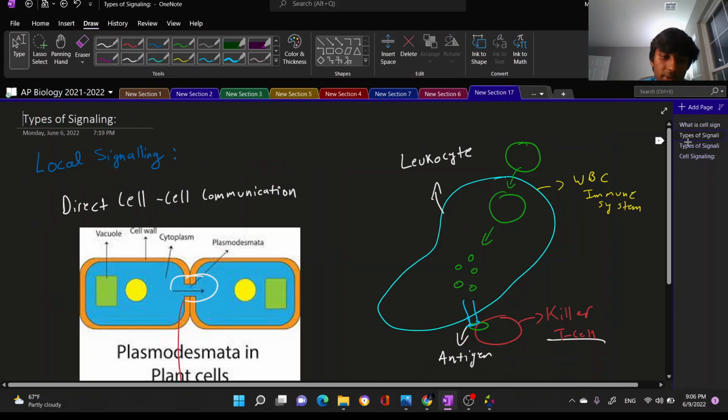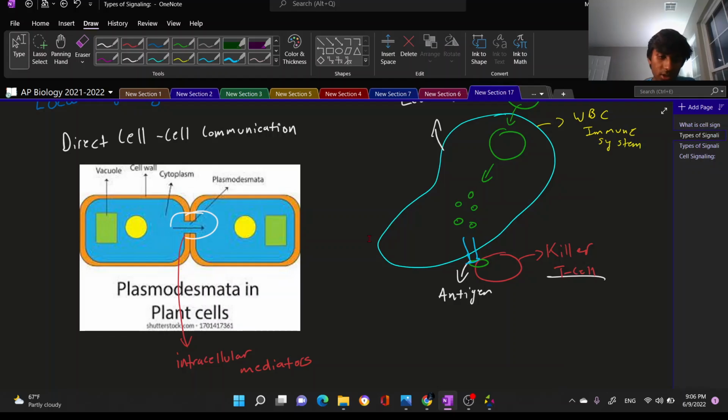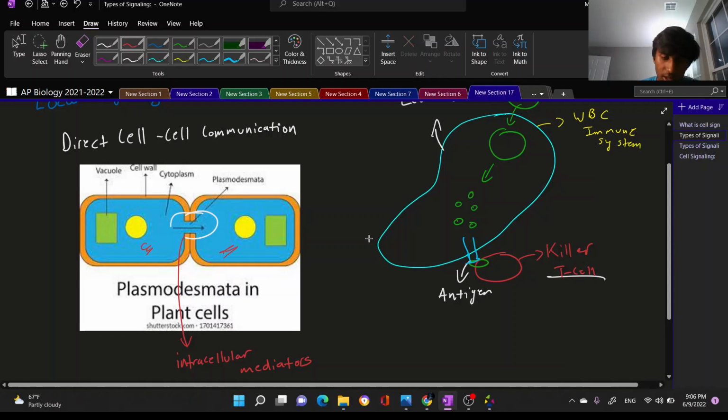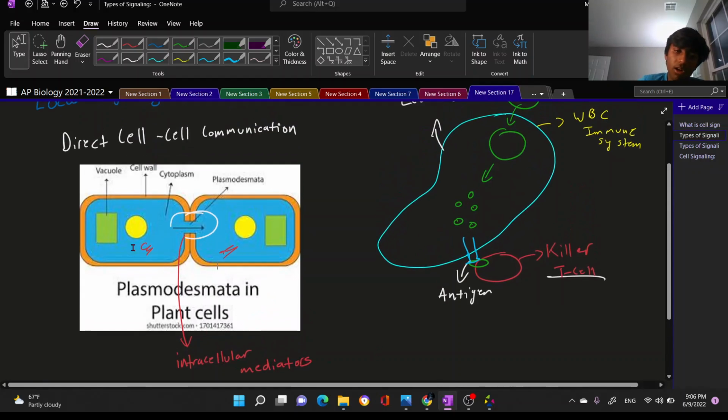So, moving on to the types of cell signaling. We have direct cell-cell communication, which is a type of local cell signaling. This involves two cells that are in close contact, physically contacting each other in order to communicate. They do this by actually connecting the cytoplasms. For example, in plasmodesmata in plant cells, the two cytoplasms of both cells, these blue parts that you see over here, connect and allow the passage of small messenger molecules known as intracellular mediators. And this allows the two cells to communicate and exchange information.